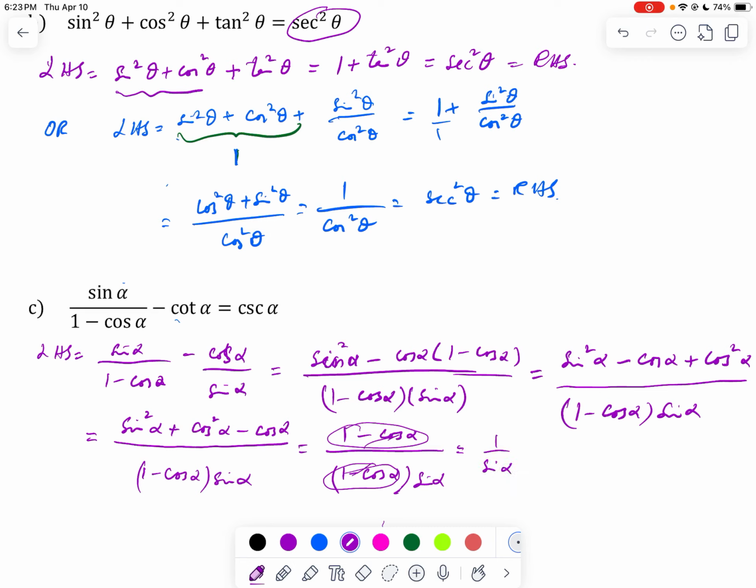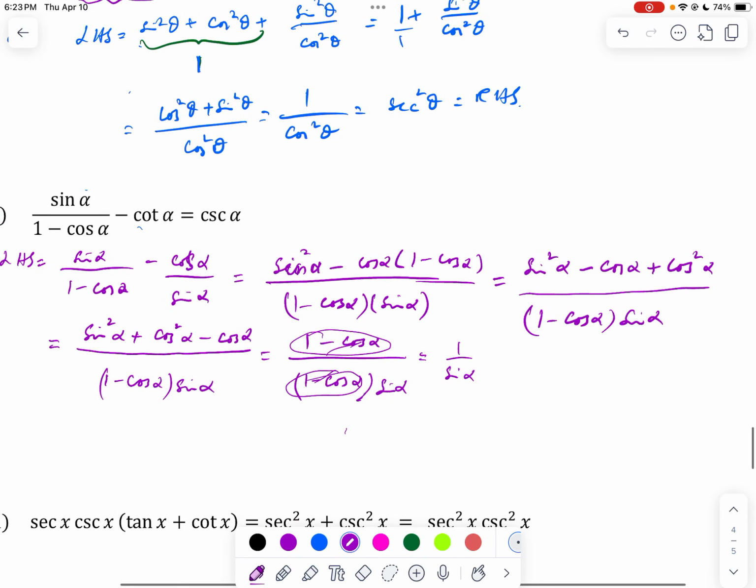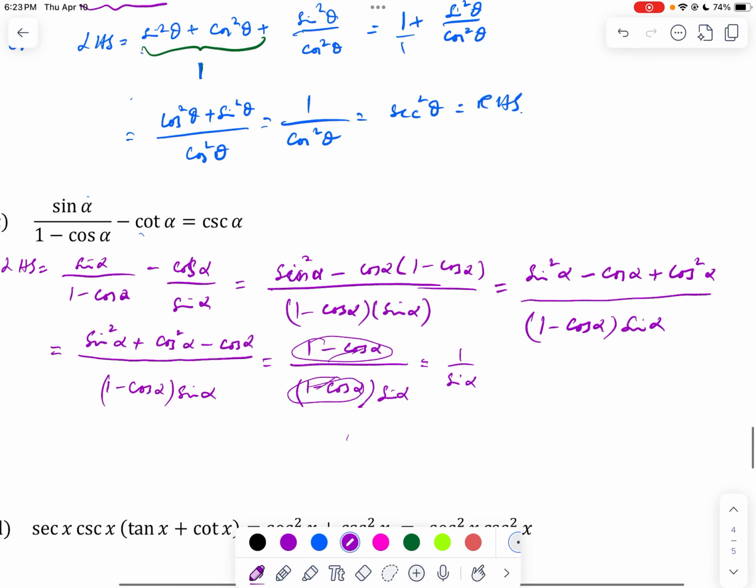Now if you did not realize that 1 over sine alpha is cosecant alpha, you can leave it here, and then you can work with the right hand side. So say the right hand side is equal to cosecant alpha, but that is equal to 1 over sine alpha, which is the same as the left hand side. This implies left hand side equals right hand side, and we are done.